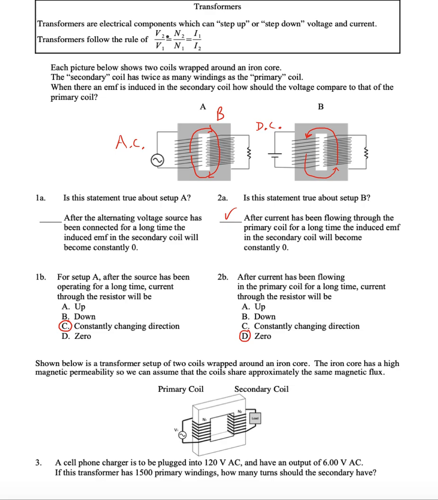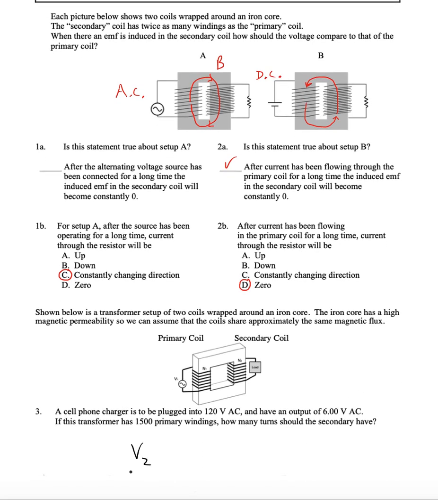So we have a formula above for this. V2 over V1 equals N2 over N1. It just says that the number of turns in each coil will be proportional to the voltage of that coil. So let's say that the primary coil has voltage V1 and the secondary coil needs voltage V2. V1 is 120, whereas V2 needs to be 6.